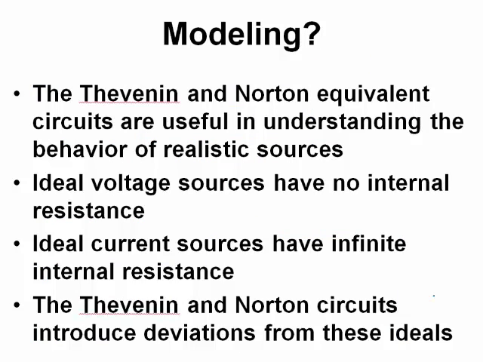So for modeling, Thevenin and Norton are very useful for understanding how realistic sources behave, because, as I said, realistic sources do have internal resistance, whereas the ideal ones are assumed to have, for a voltage source, no internal resistance, and current sources have infinite internal resistance. But that's not true in the real world, and when we make a Thevenin or Norton equivalent model for the source, then we can see how our load would really behave with a non-ideal source.